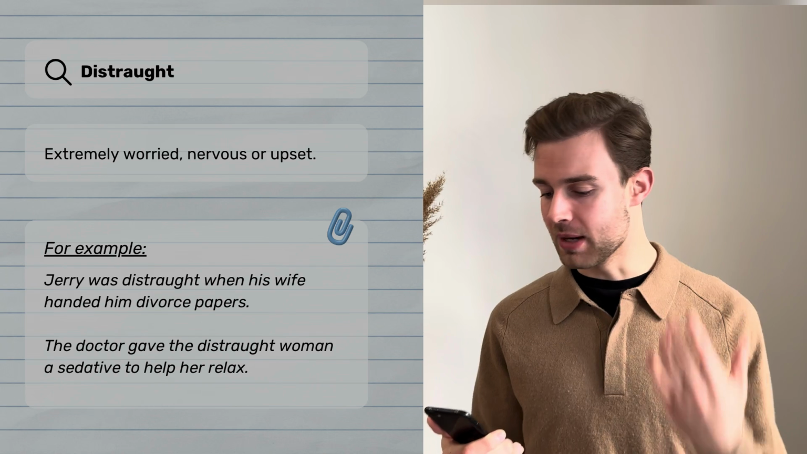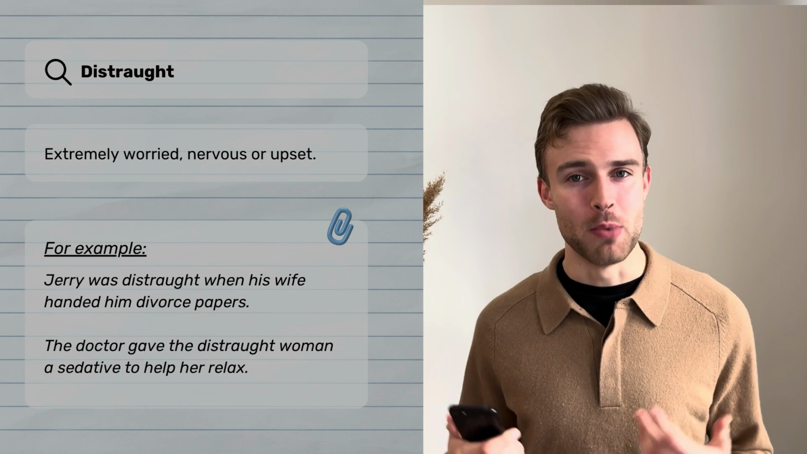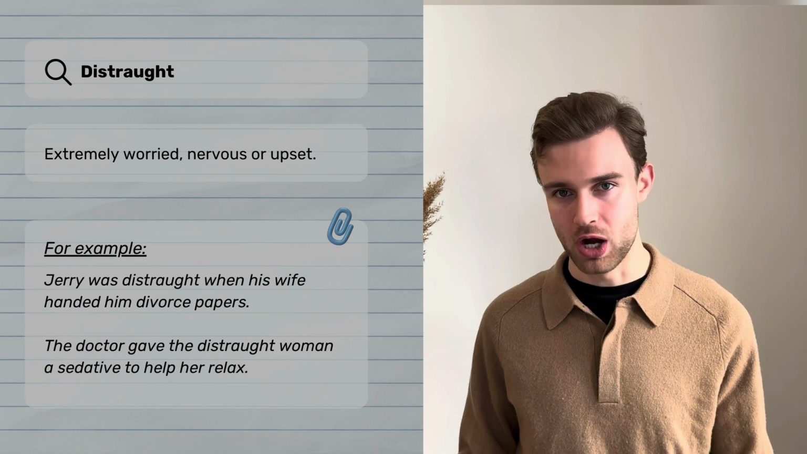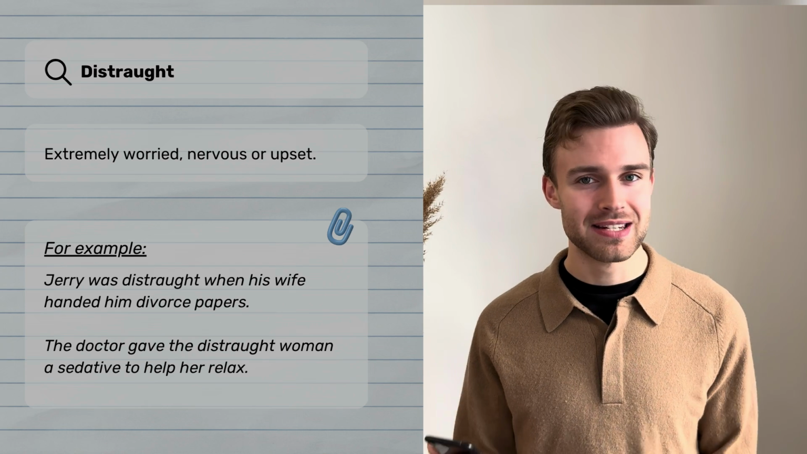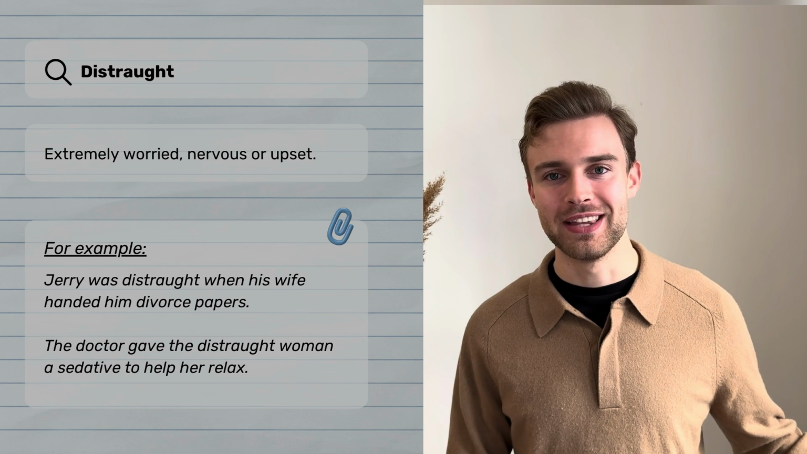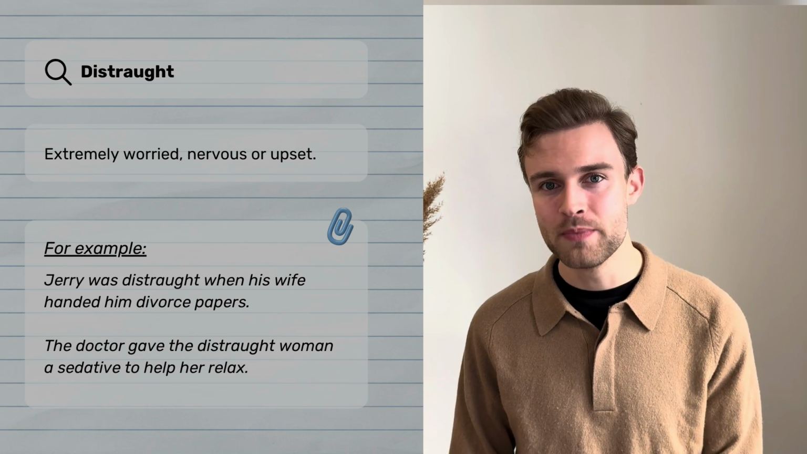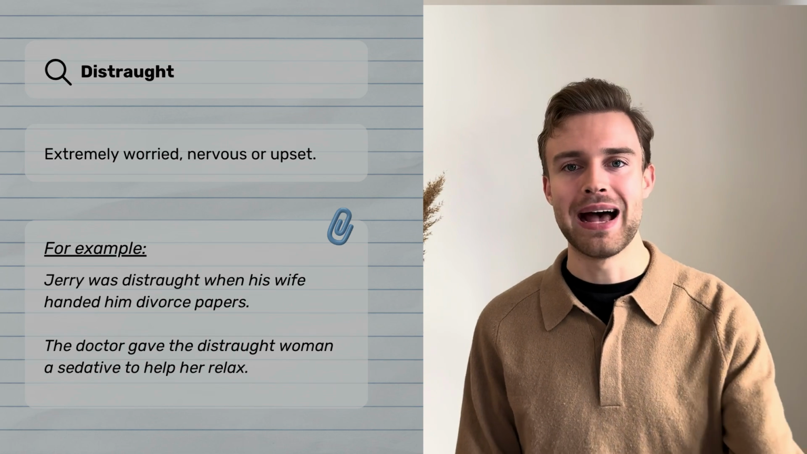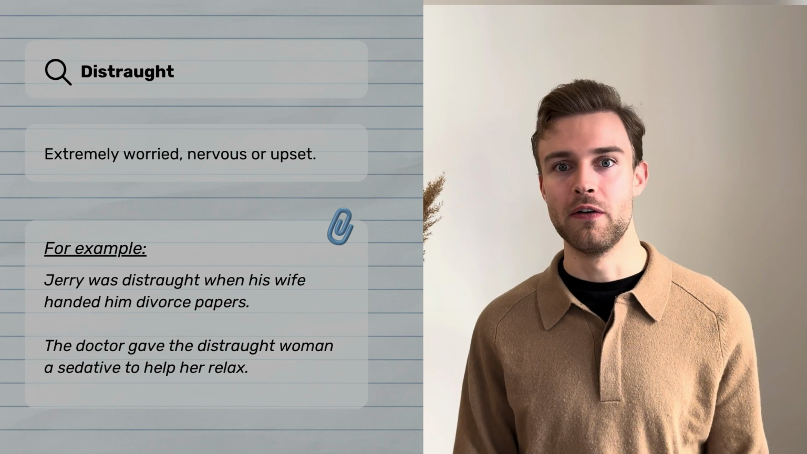He was extremely upset, he was extremely worried, maybe he was in a bad emotional state. We could say he was distraught. The doctor gave the distraught woman a sedative to relax. Now, a sedative is something that makes you relax, it makes you tired, it sedates you, and if you're very distraught, if you're very upset, you're in a bad emotional state, you might need medication to fix that.